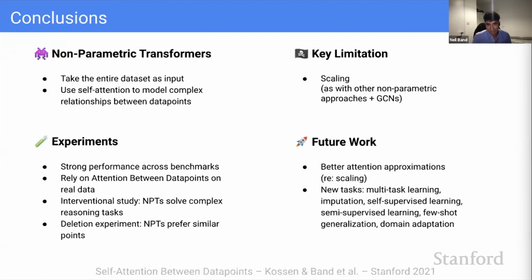I'd say that the interesting type of future work is scaling, so not having this mini-batching approximation, and then also trying to expand this to some more interesting application domains. We talked a little bit about meta learning, but it could also be things like few-shot generalization in general, domain adaptation, semi-supervised learning, etc.